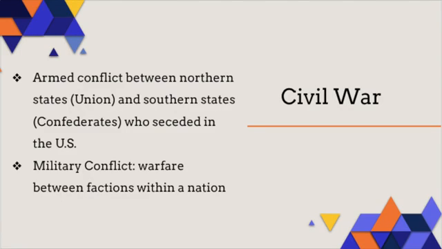In a nutshell, the Civil War was an armed conflict that was fought from 1861 to 1865 between the northern states loyal to the Union and the southern states that had seceded to form the Confederate States of America. By military conflict, we mean warfare between factions within a nation.